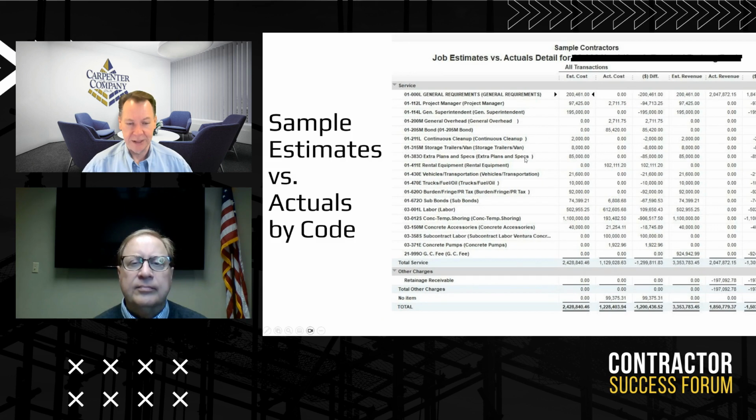Now, ultimately, what we're trying to do is take all these cost codes, and this is sort of the upper level. If we can get our estimates in there and we can have estimated revenue and our estimated costs when we start the job, and we know that this particular line item, temporary shoring, they had $1.1 million on that one, and they've already burned off 193,000.